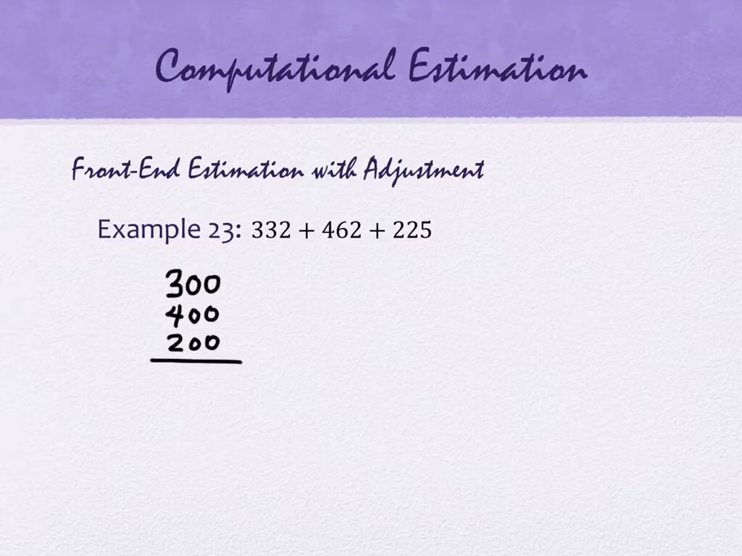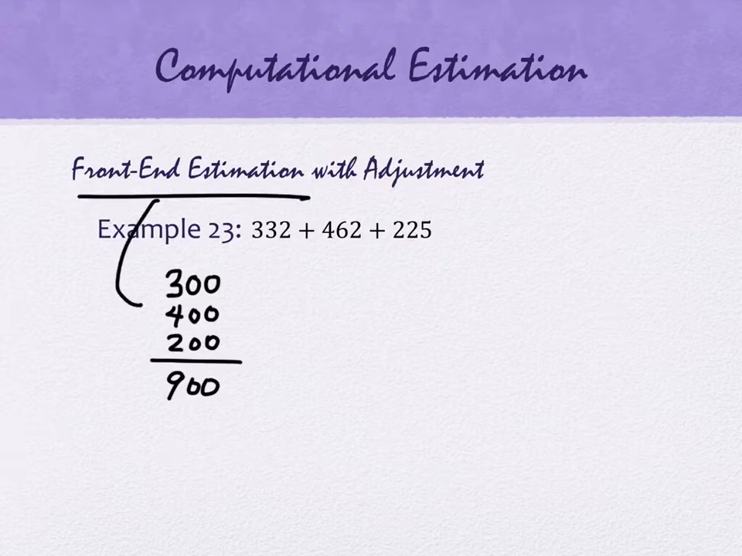Okay, so that's not rounding, right? Because, for example, the 462 would not have rounded to 400, correct? It would have rounded to 500. So we're not rounding, we're just chopping off the end of the numbers and replacing it all with zeros. All right, so what is 300 plus 400 plus 200? 900, right. Okay, so this is the front-end part right here.